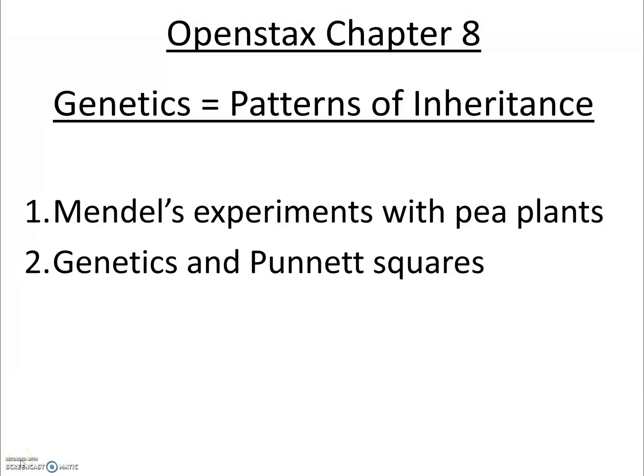Today I wanted to introduce you to some of the concepts in the patterns of inheritance or genetics chapter in the OpenStax textbook. In this first video we will take a look at Mendel's experiments with pea plants and see how he was figuring out some of the rules of genetics, and take a look at how we can use a Punnett square to demonstrate what's going on with these genetic traits.